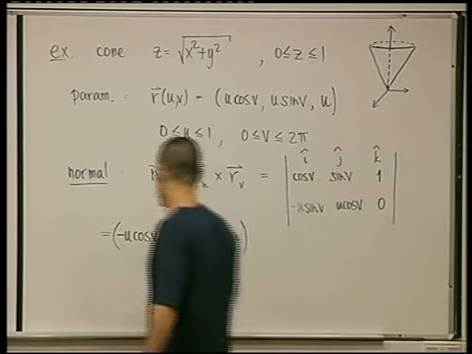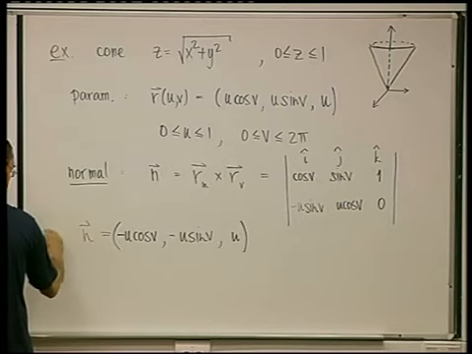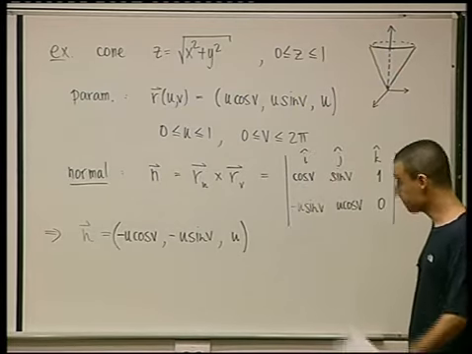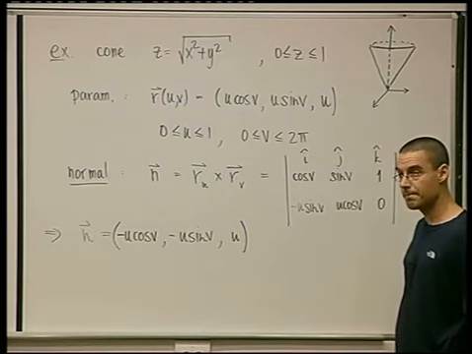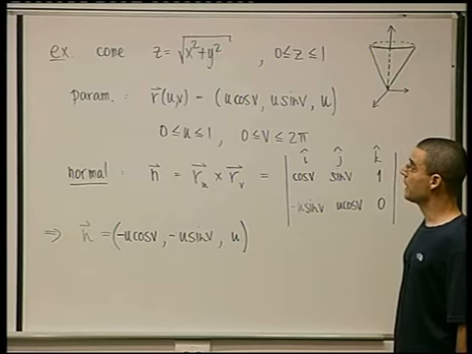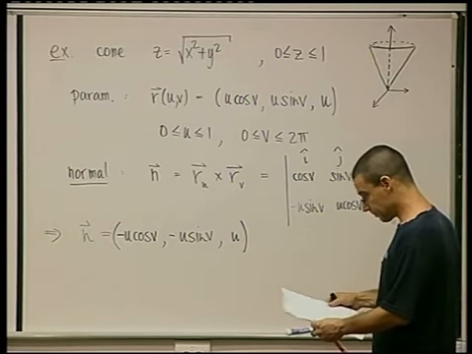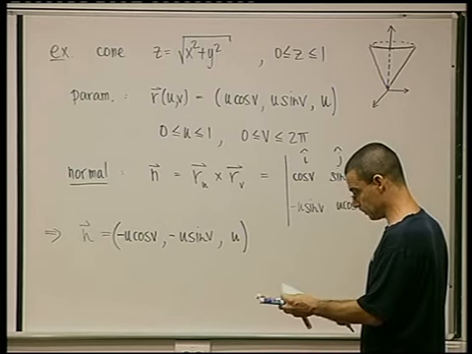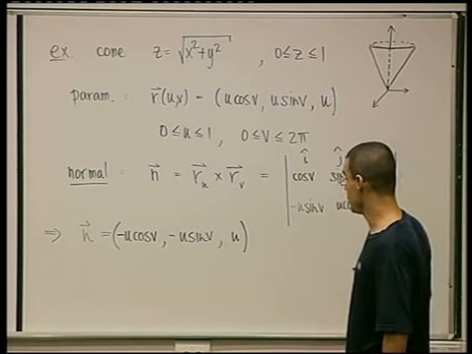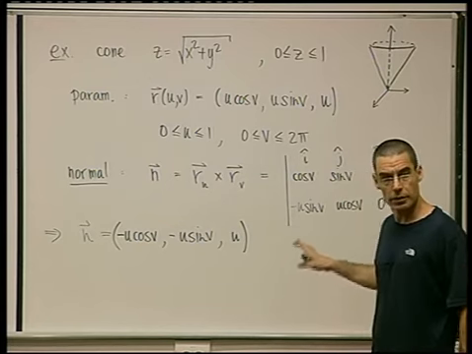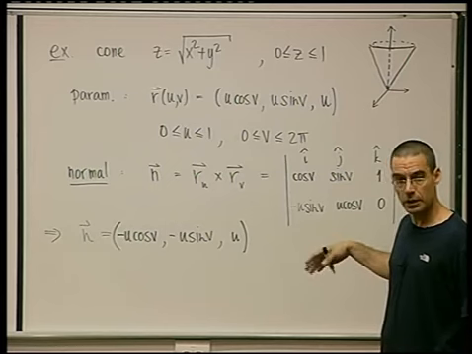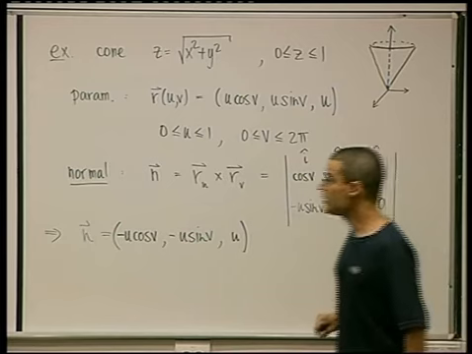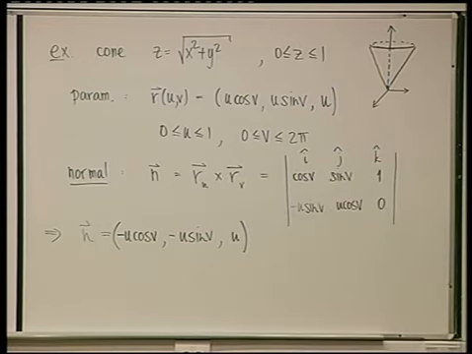Let's write it like this. Good? Everybody? Okay. So this is how we parameterize a surface. Is this clear? We're going to do more examples as we proceed, but is it clear so far? Okay.